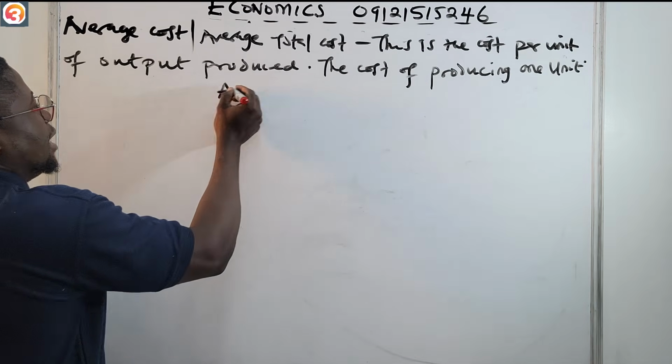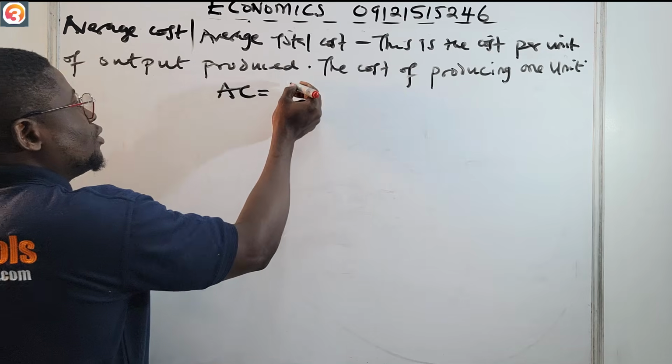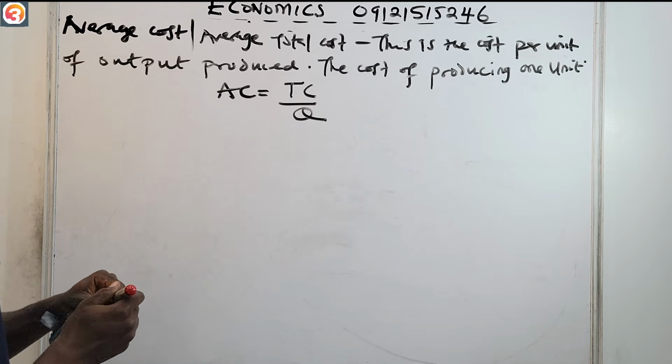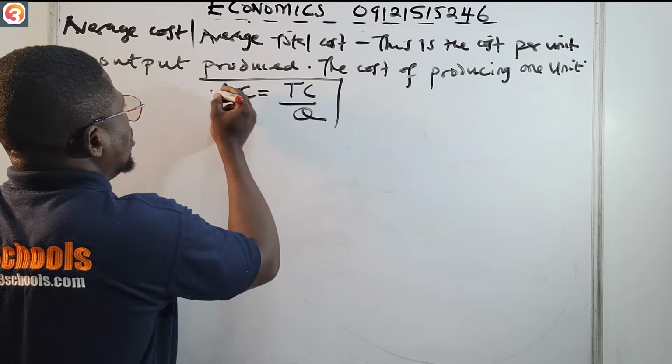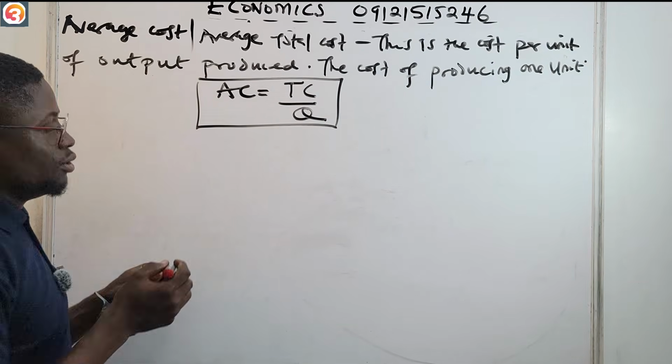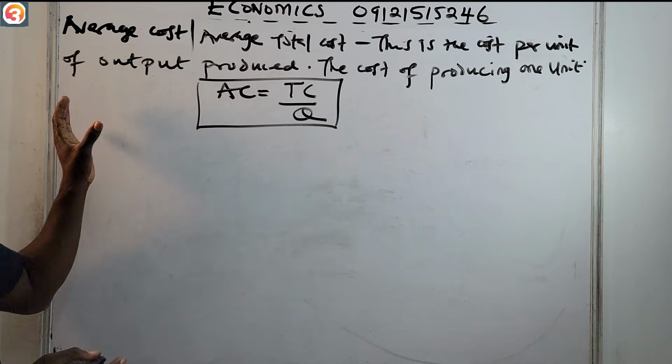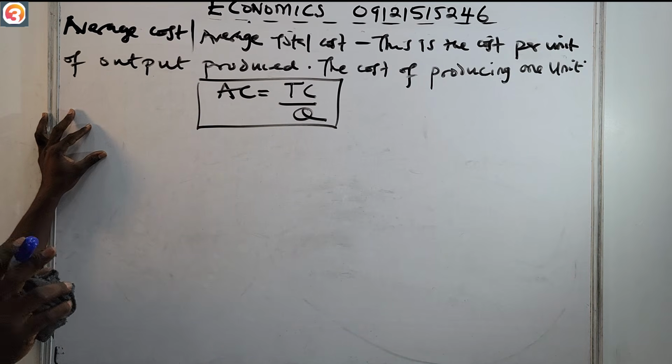So the formula there: our average cost, AC, will be our total cost over Q. So this is our average cost, or average total cost. Are we together? So our average cost is total cost over Q. Are we good?